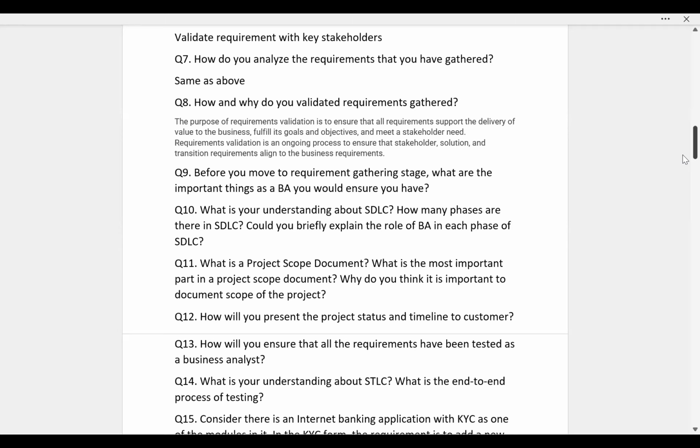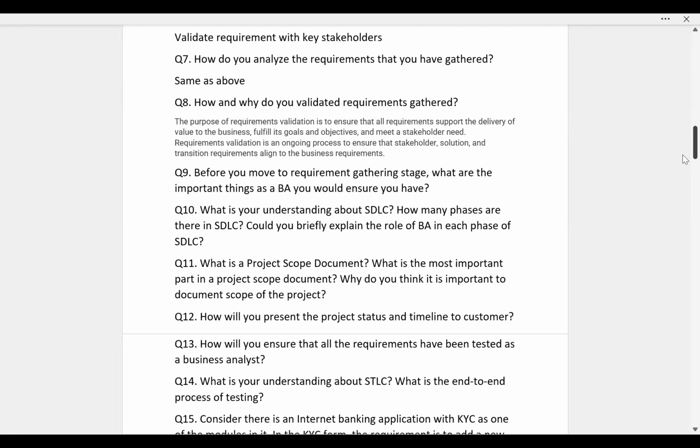After the documentation, you again take a sign off of this document. And how do you take a sign off? You conduct a workshop again and give a walkthrough of the requirement document that you have prepared, and then you send the document to the customer and ask for a sign off if everything is okay. So what is the output of the design stage?